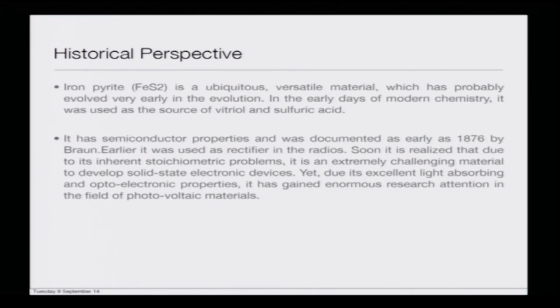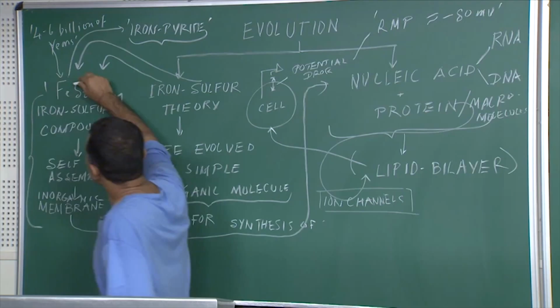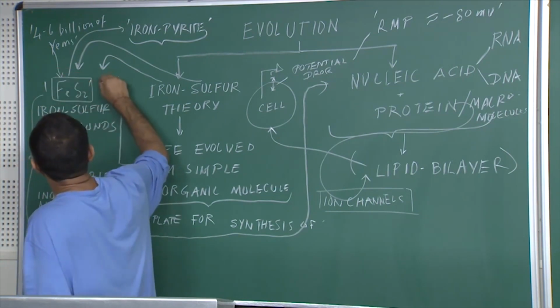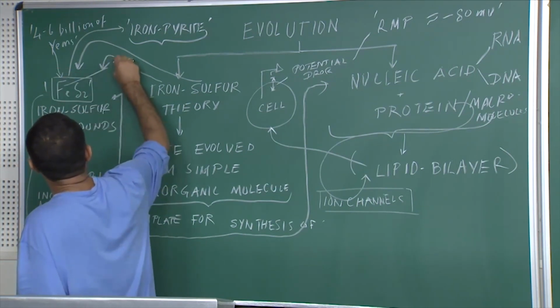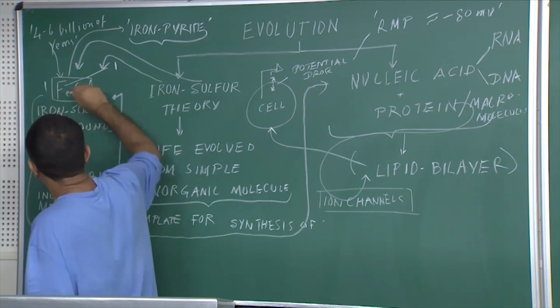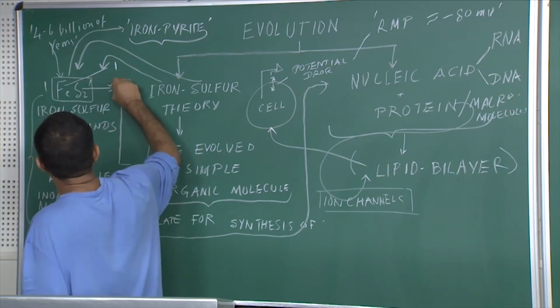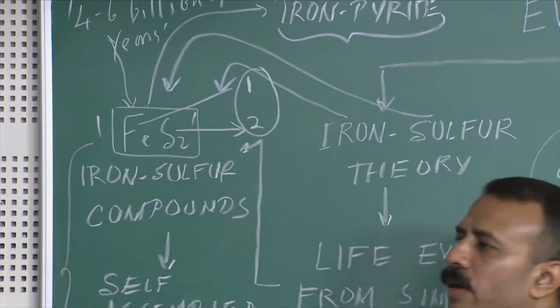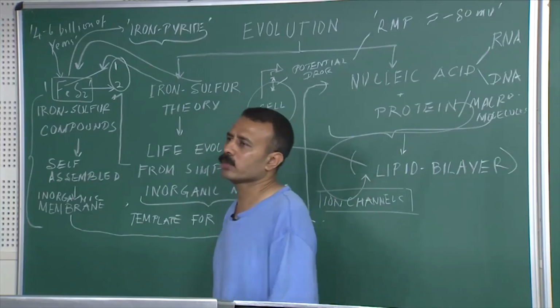Soon it was realized that it has an inherent stoichiometric problem. What does that mean? It means that whenever we write something like this, FeS2, our assumption is that there is one molecule of iron and two molecules of sulfur. But in real life, that does not happen.